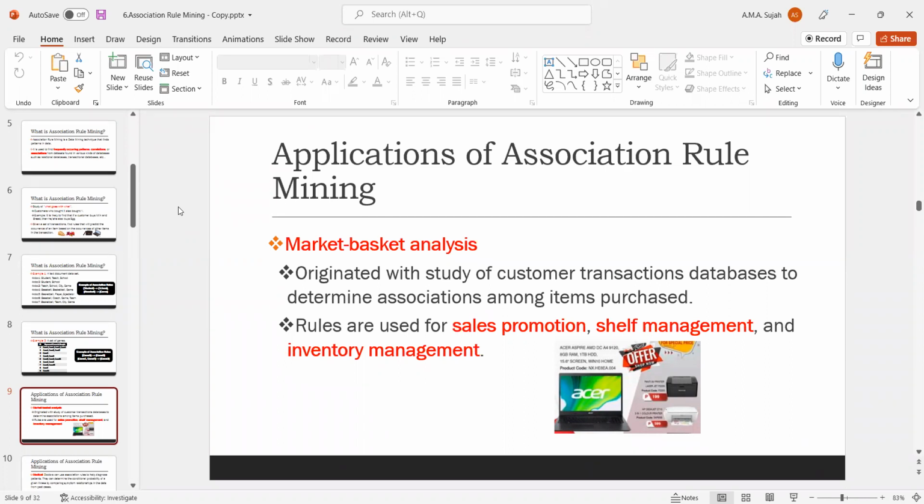Let's say many people are buying a laptop, working in various places. Let's say there is a shop. In the shop, the people who are buying laptops, who are working as officials, in most transactions they definitely buy a printer.